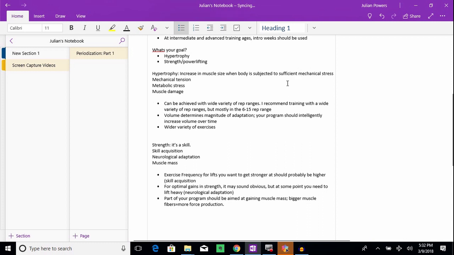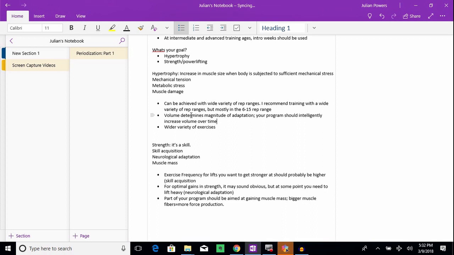You can't intelligently increase volume over time of work that's, for example, at low RPEs of 1 to 4 and low percentages of 1 rep max. You're not going to see optimal results, or you might not even see any increases in hypertrophy depending on your training age. So once you have sufficient mechanical stress from one of these three things, you need to implement intelligent increases in volume over time, which we'll get more in depth into in later videos. But good periodized programs for hypertrophy know how to do that.